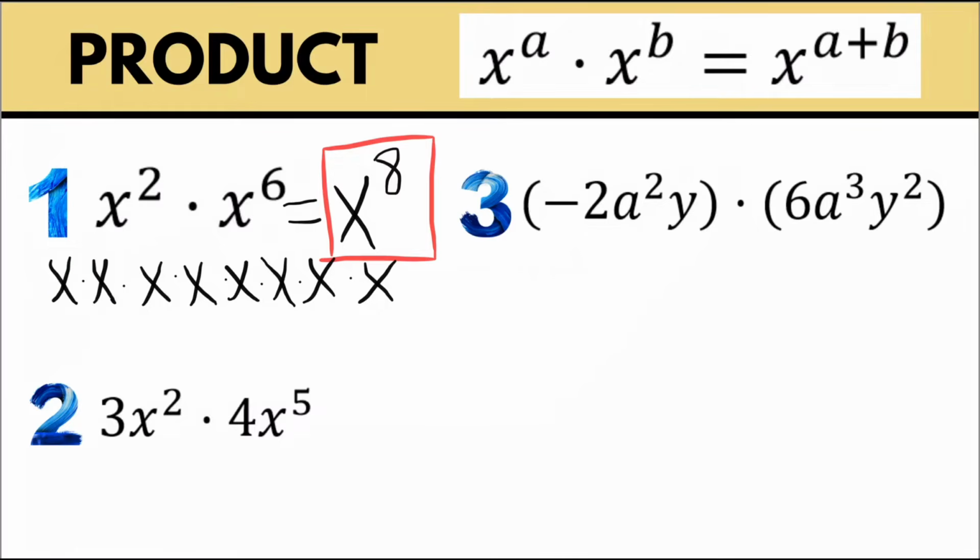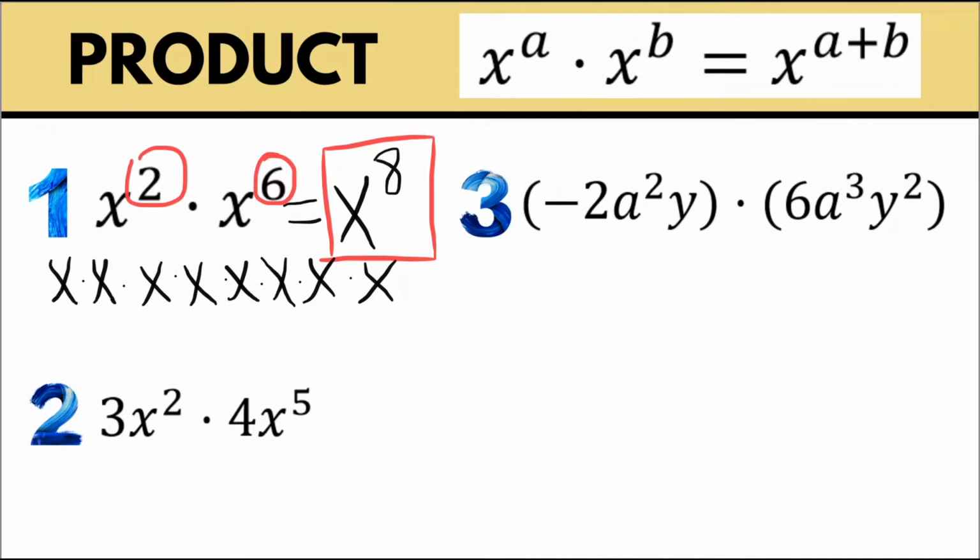So that is the reason why the product rule helps us: it gives us an efficient way to multiply expressions that include exponents. So one thing you have to remember is add the exponents. Multiply the coefficients, add the exponents. And that is it. Let's look at number 2.